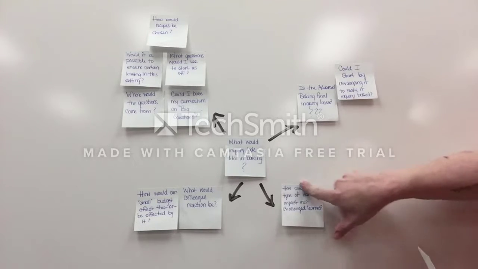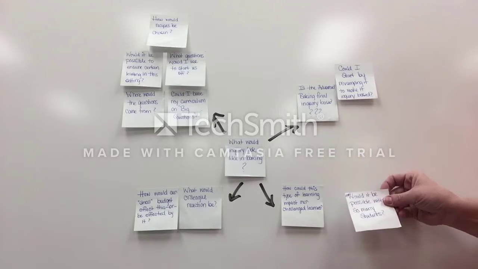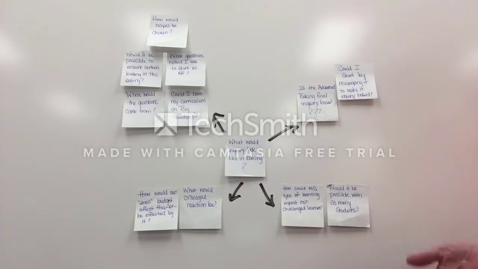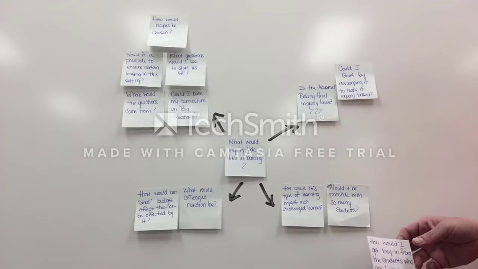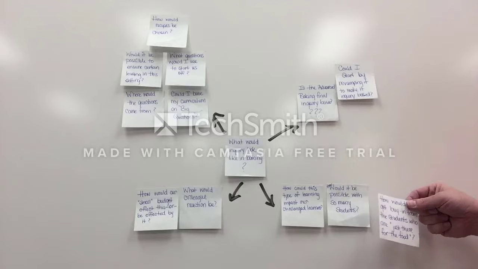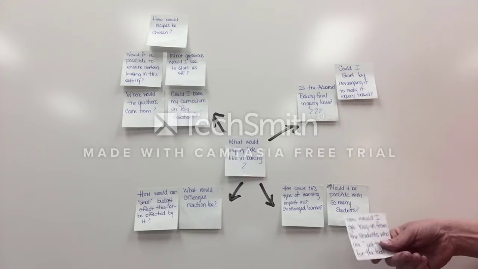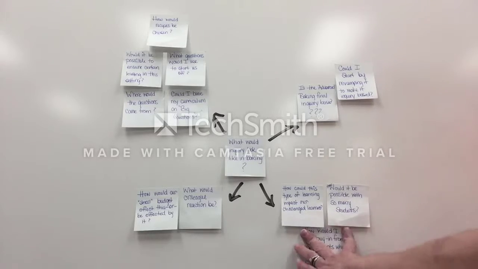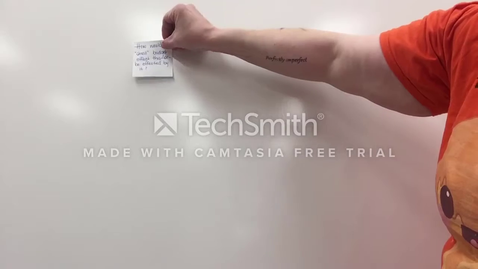My third category up the top is advanced baking and a place where I have already kind of started inquiry. And the fourth is how it would affect students. Would it be possible with the number of students that I have? How would it affect my challenged learners? So those are my first four categories.